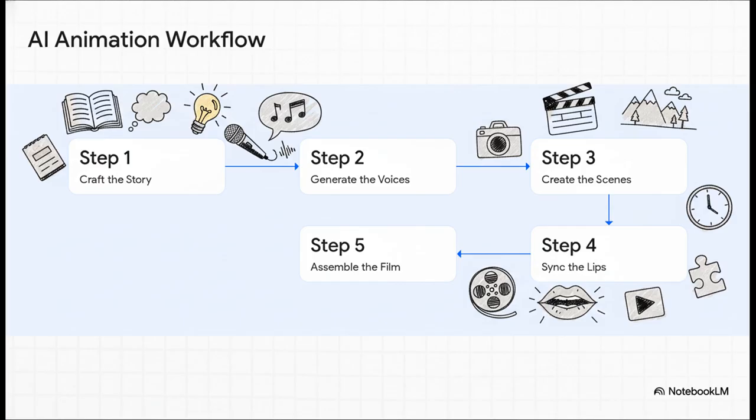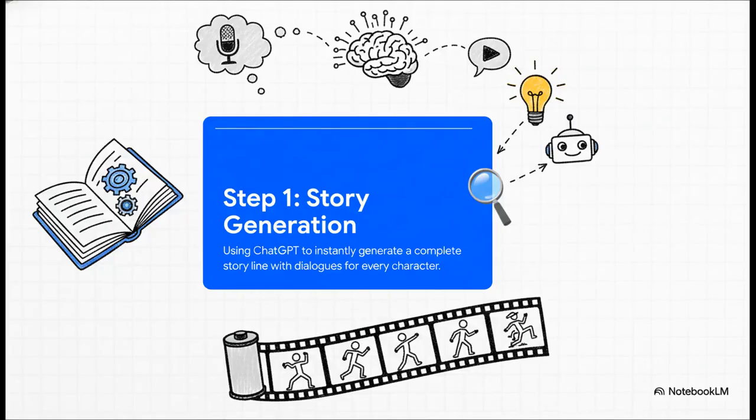So, let's start right at the beginning with step 1. Every great animation needs a story, right? But what if you don't have a script? No problem at all. We can use ChatGPT as our creative partner to literally generate a complete story with all the character dialogue in just a few seconds.